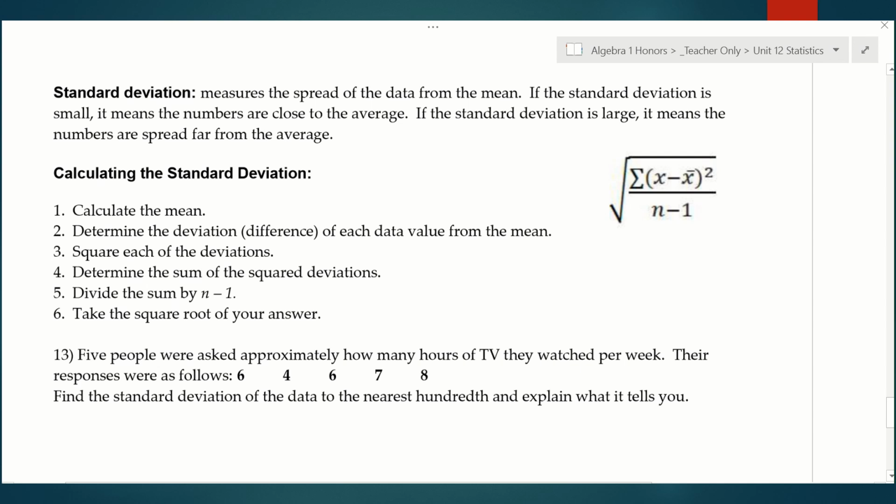Last year when we did mean absolute deviation, we just took the first few steps. We calculated the mean, we determined the deviation or the difference of each data value from the mean, and then our third step was we found the average of those deviations. So again, this takes it a little bit further. Okay, so this is more accurate.